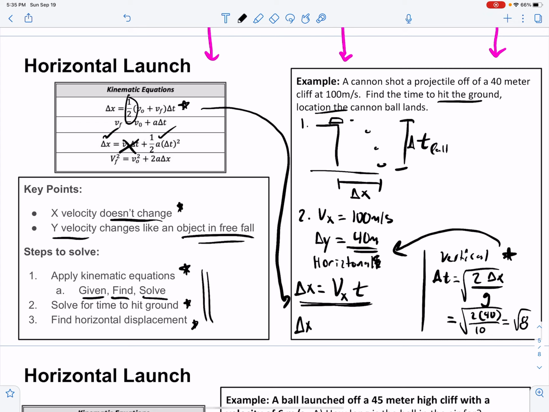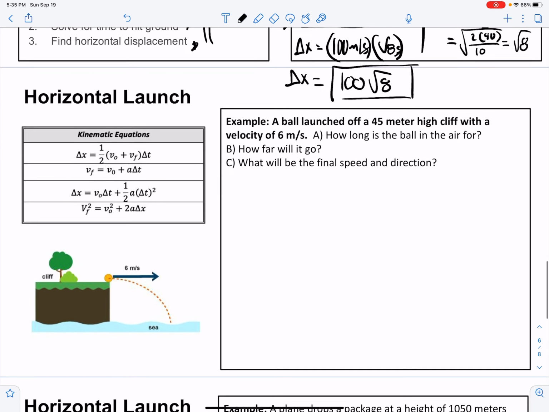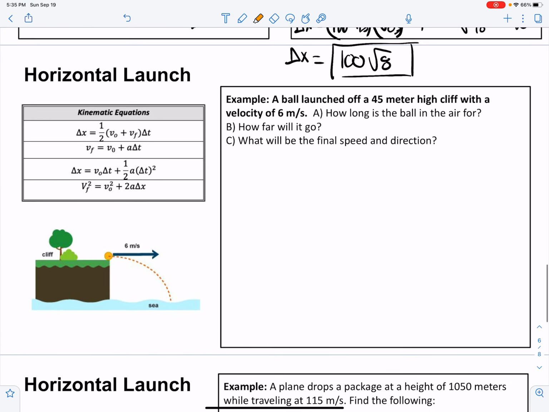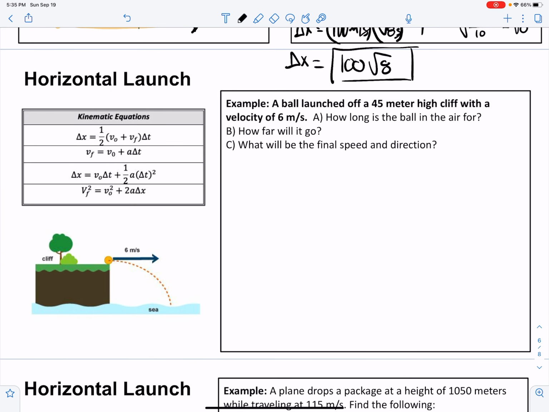So we have delta x equals 100 meters per second times our time, which is the square root of 8 seconds. Seconds cancel. And so we have 100 times the square root of 8. That's the overall horizontal distance that our object travels. All right, we follow the procedure, apply our kinematic equations, solve for the time it takes to hit the ground, and find the horizontal displacement. All right, let's do one more.